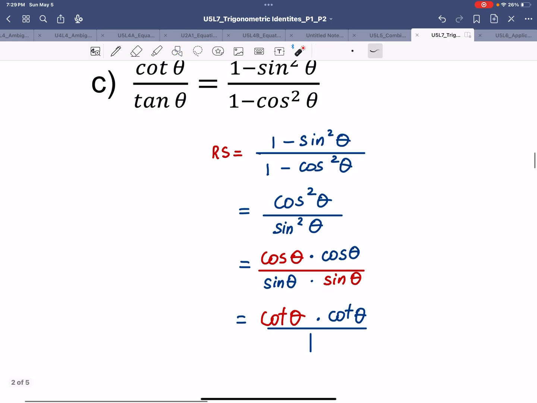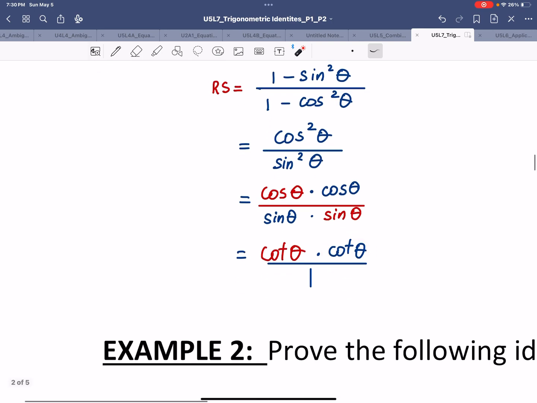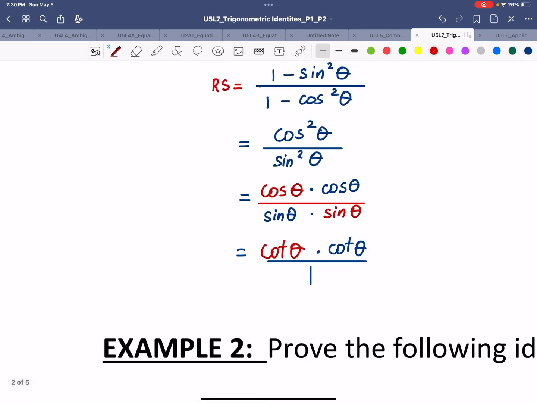Now, the problem is, how do I bring tan theta in? So we're going to say, well, I like having this cotan theta here. Maybe I can work with this cotan theta, the second one, the blue one, to make it into tan. Wait a second, isn't cotan the reciprocal of tan? So we're going to say, okay, so keep that red cotan on top.